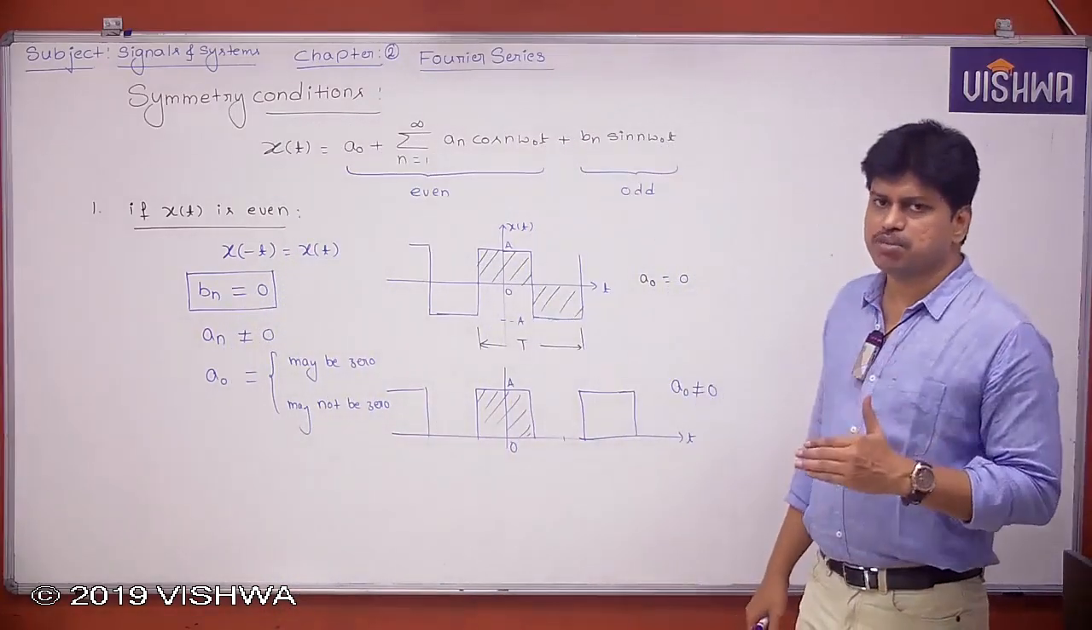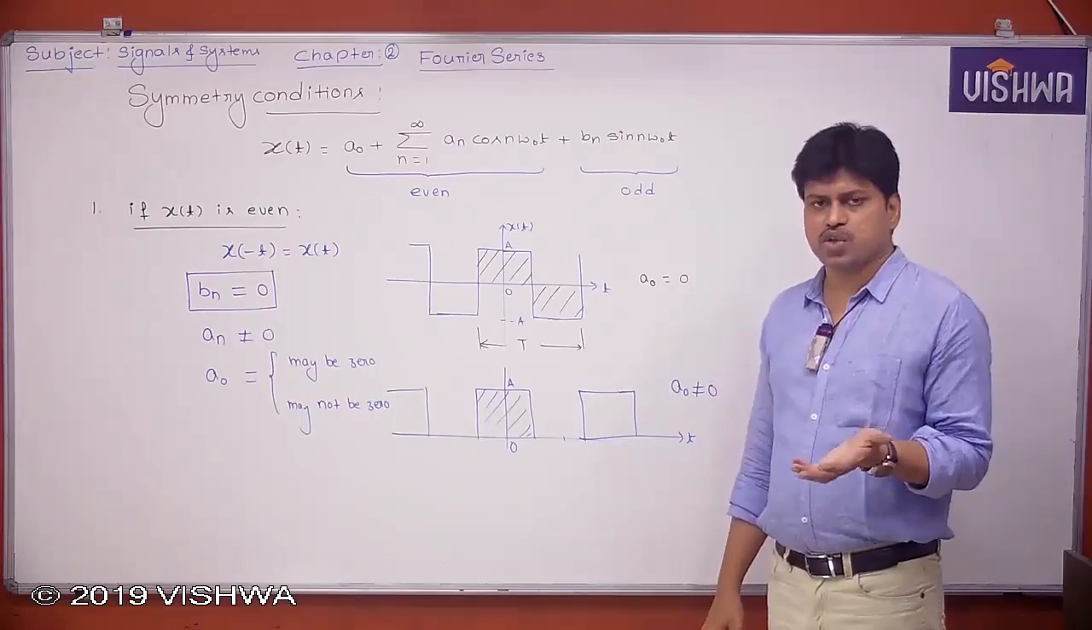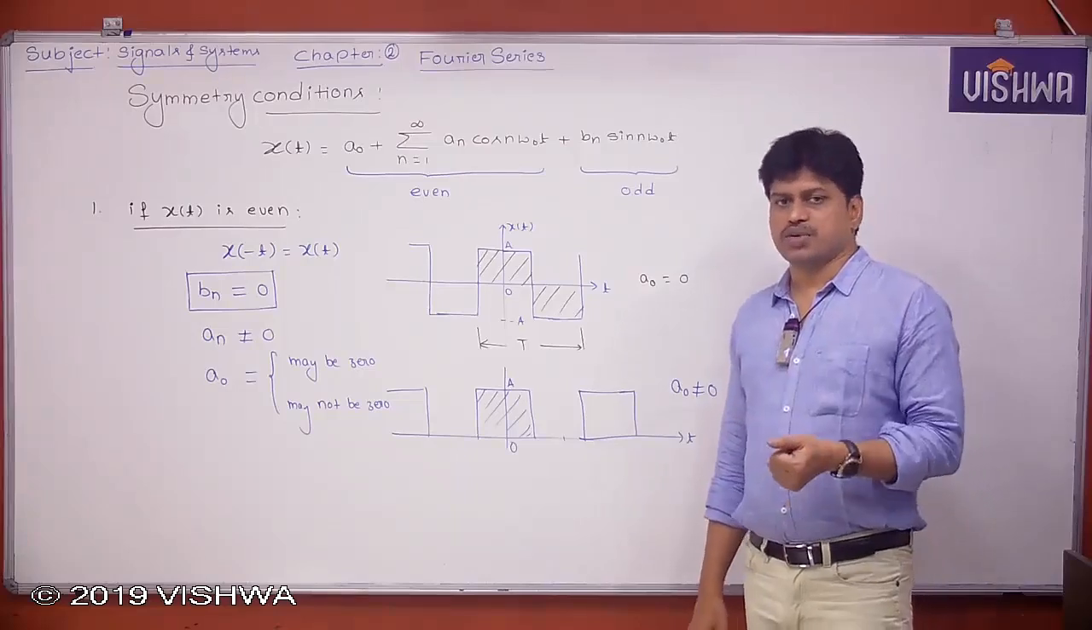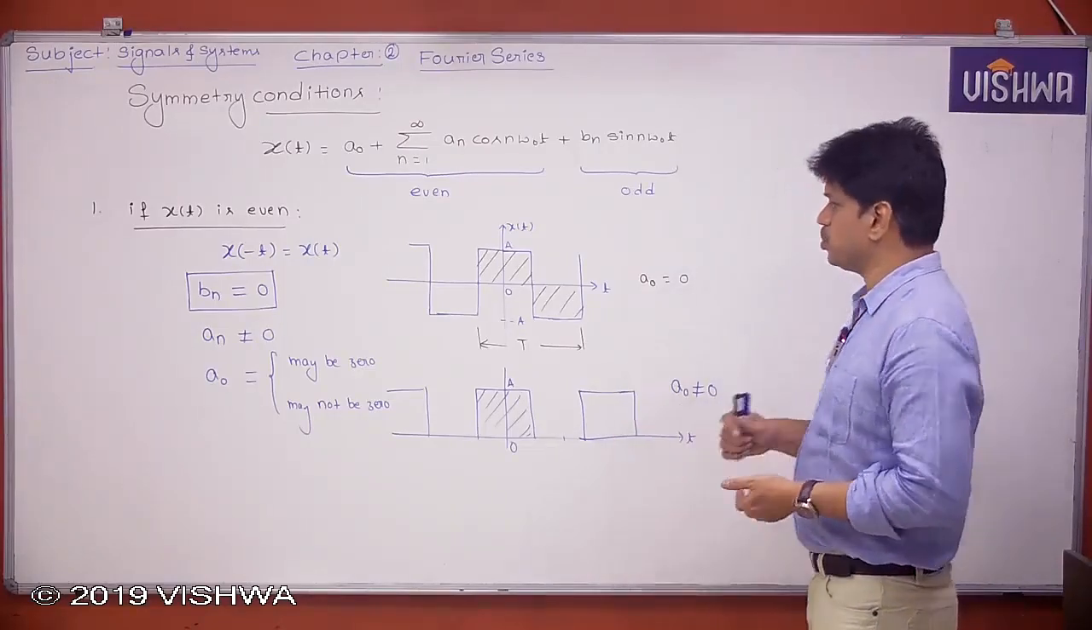A0 value will become 0 only when the average value is 0. When is the average value going to be 0? When positive area is equal to negative area. Then we are going to get the average value equal to 0. Clear? Make a note.